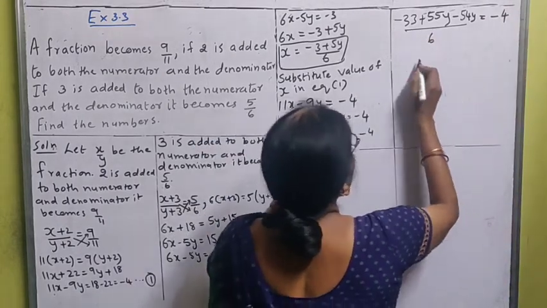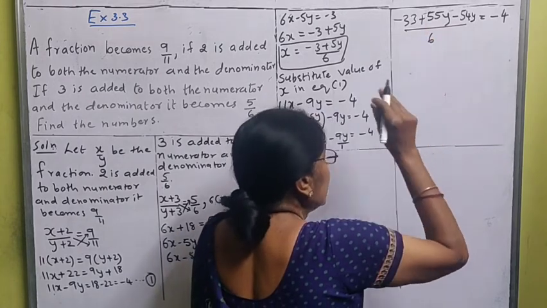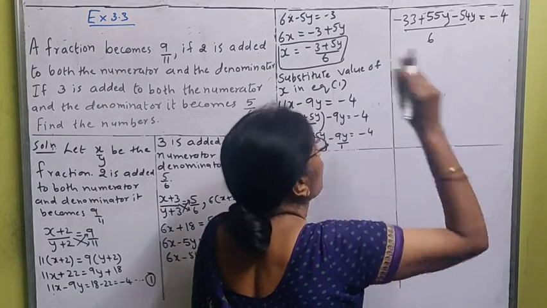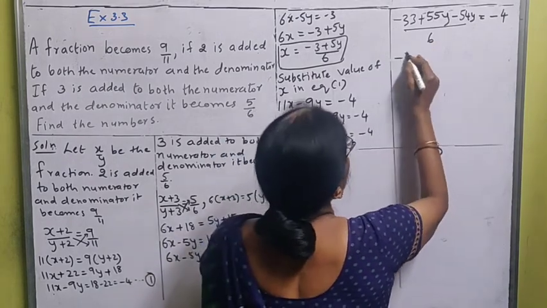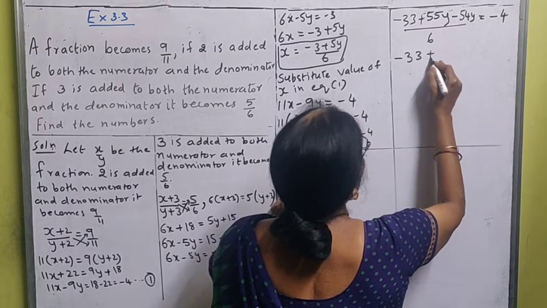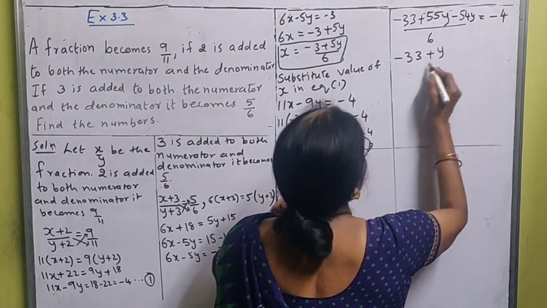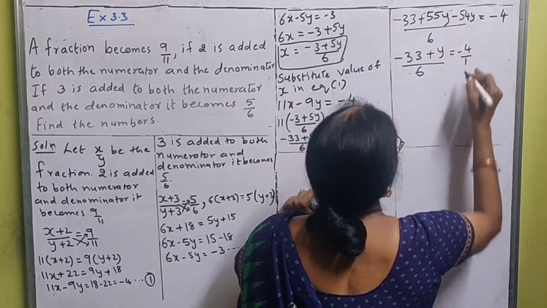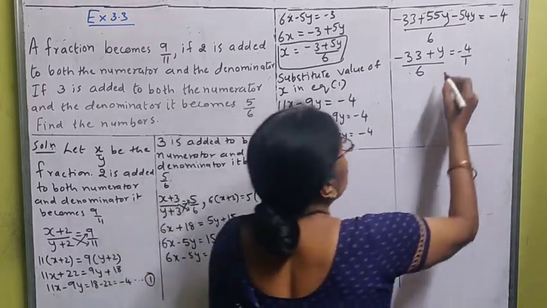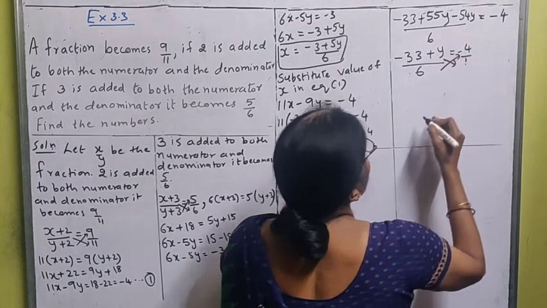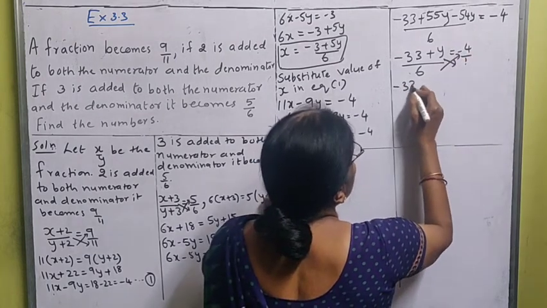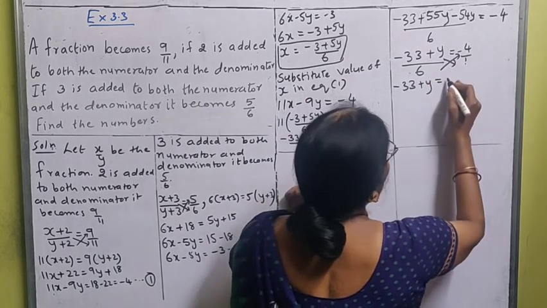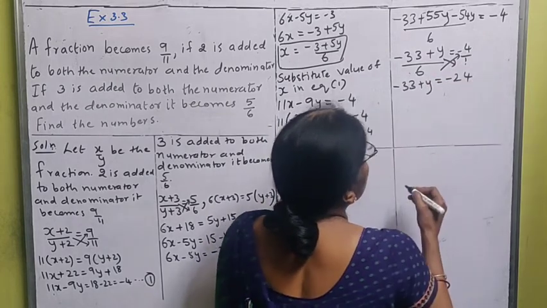Plus 55 minus 54. The greater number is 55, the smaller number is 54. If you subtract, y will come, the greater number is positive, so (minus 33 plus y) whole divided by 6 is equal to minus 4. Now what are you going to do? Again you are going to cross multiply. So minus 33 plus y will remain as it is, equal to 6 into minus 4, minus 24.